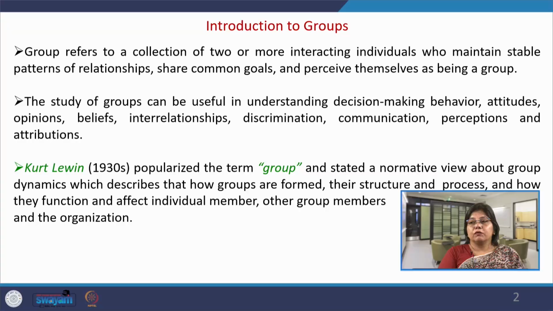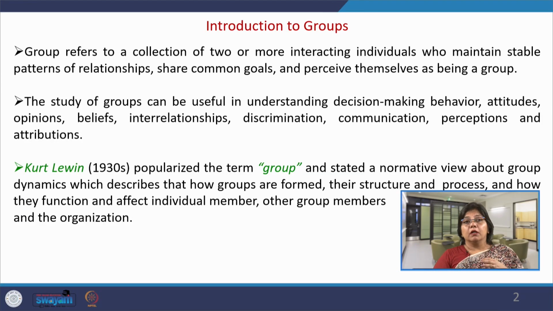The term group dynamics was first defined by Kurt Lewin, who stated a normative view about it. Group dynamics means what kind of processes evolve in any group. It can be cooperation, conflict, competition, proximity, interpersonal relationships, or decision making. Kurt Lewin gave a normative view which describes how groups are formed, how they are structured, how the group processes and functions, and how they affect individual members, other group members and the organization.